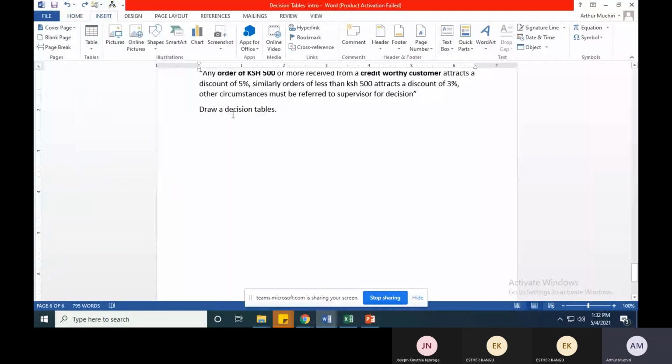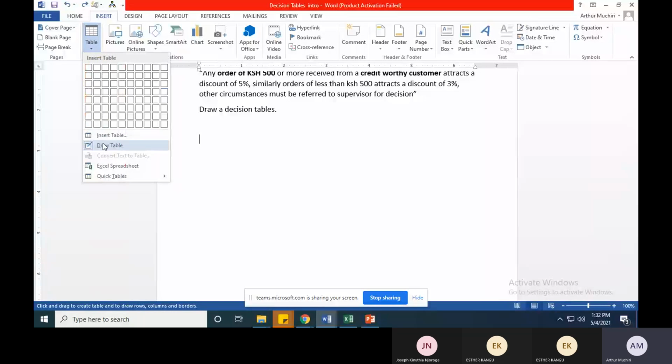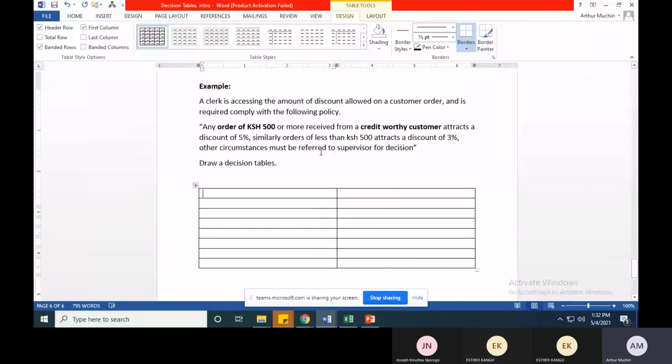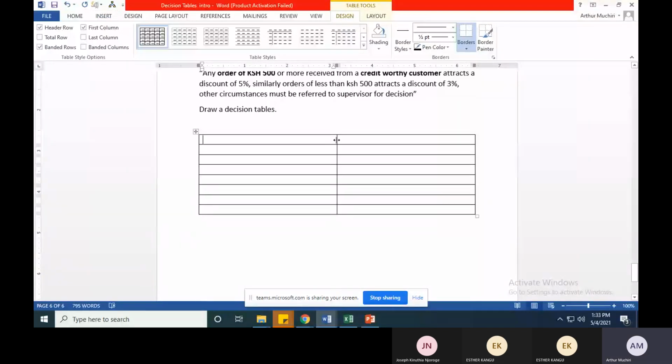Of course, now I have finished the question, the concept of decision tables. So we said we draw table, no, not draw table, insert table. How many columns? We have 2 columns, and how many rows? As many rows as possible. And then from there now we can subdivide this table into several parts. So the conditions, how many conditions?